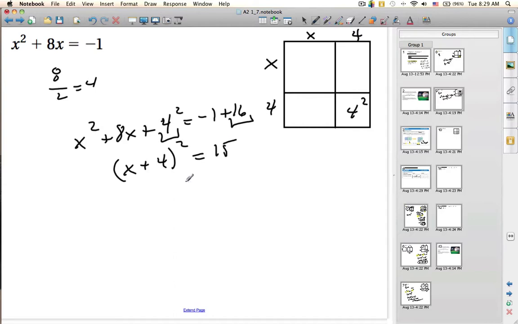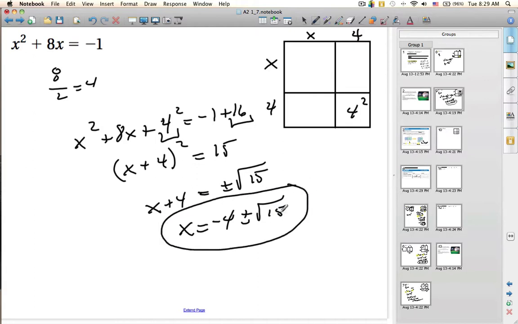Now I'm going to take the square root of either side, so x plus 4 will be equal to plus or minus the square root of 15. And when I subtract 4, x is equal to negative 4 plus or minus root 15. That's fine as an answer. I can't simplify root 15 anymore. If I could, I would, but I can't. Okay, let's take a look at another example.